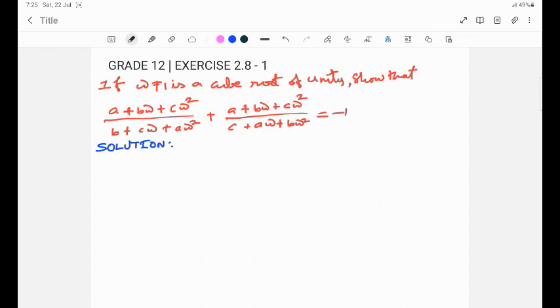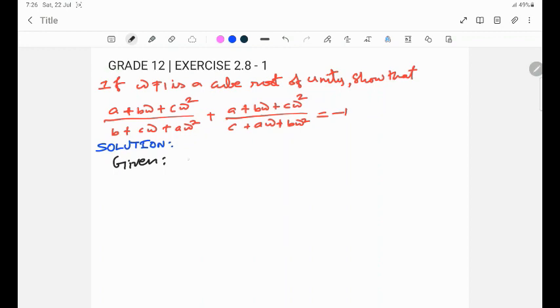If omega is not equal to 1, it's a cube root of unity. Show that (a + bω + cω²) / (b + cω + aω²) + (a + bω + cω²) / (c + aω + bω²) equals -1.